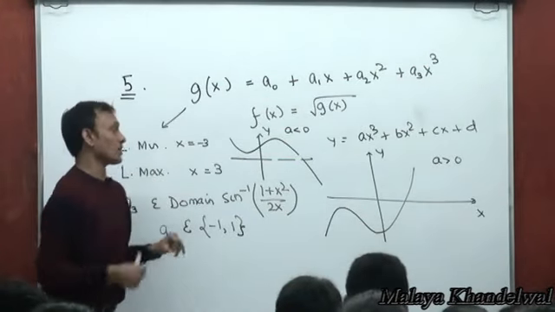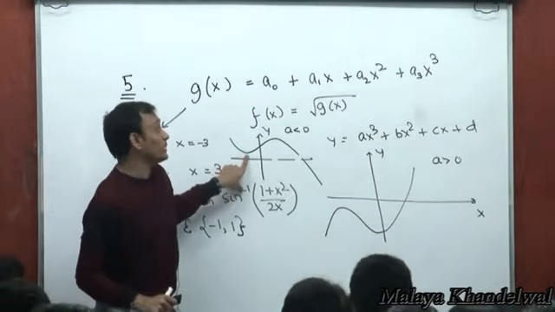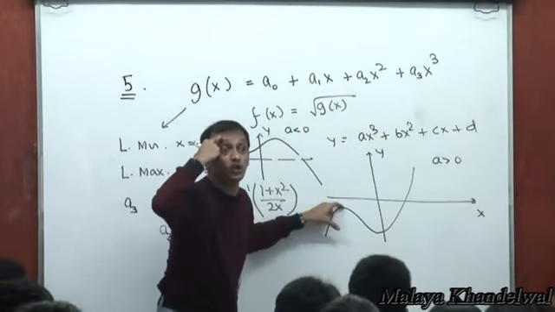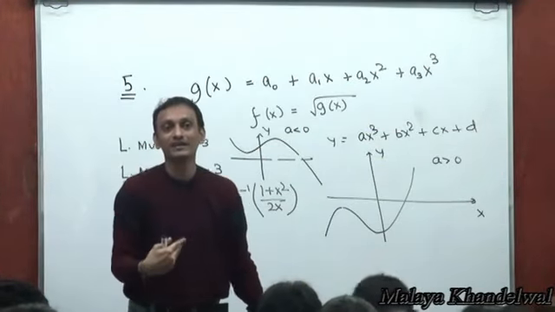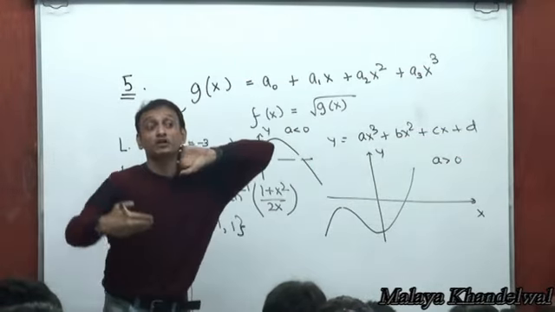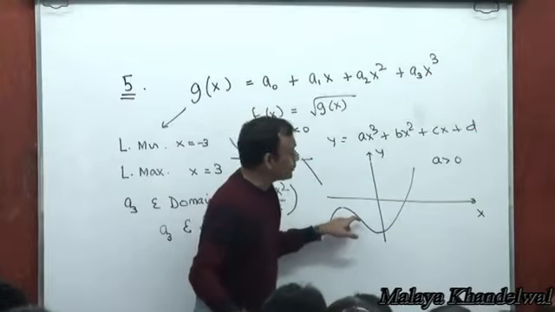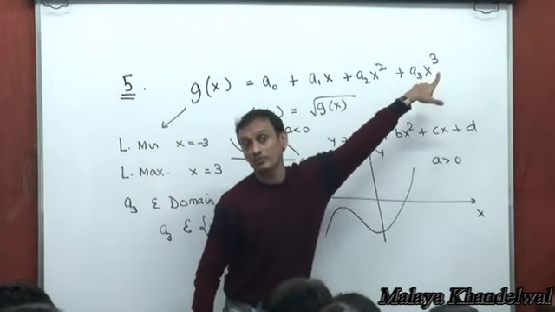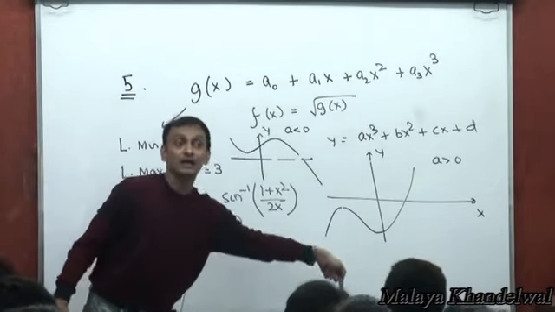What's the difference between these two graphs? When a was less than 0, you had first a local minimum and then a local maximum. But when a was greater than 0, you had first a local maximum and then a local minimum. Yes or no? Are you there with me? Depending on the coefficient of x cubed, if it was positive, then the graph of the cubic first gave you a local maximum and then a local minimum. But if a was negative, then you had first a local minimum and then a local maximum, right?